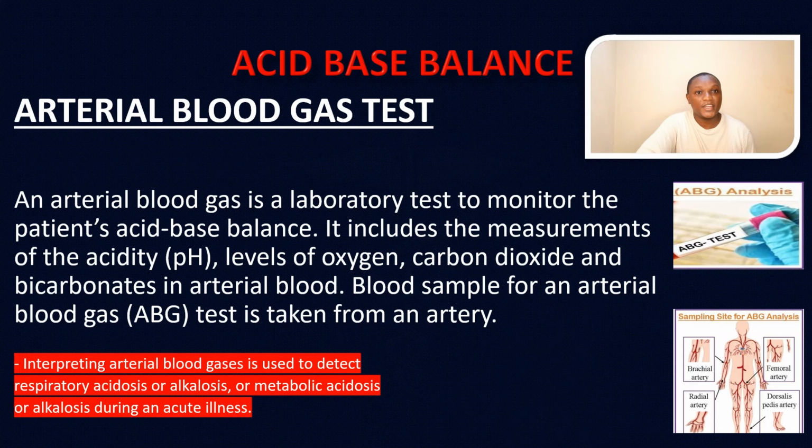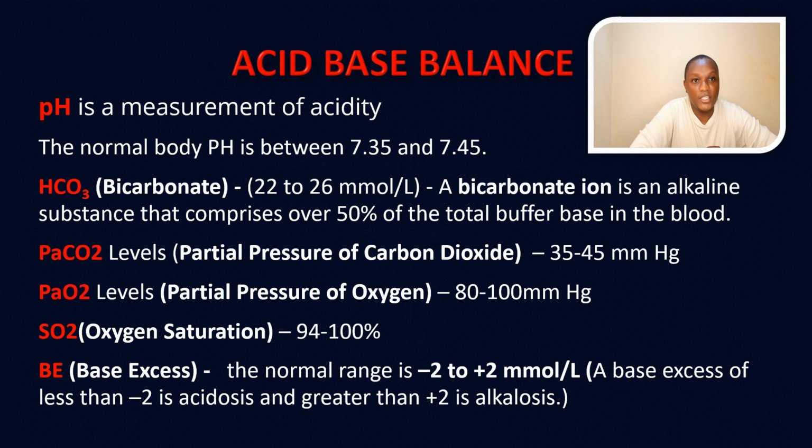As you can see from the diagram, the arteries that we usually draw blood from for the ABG test are the radial artery, brachial artery, dorsalis pedis artery, and the femoral artery. Interpreting blood gases is used to detect whether we have a respiratory acidosis or respiratory alkalosis, metabolic acidosis, or metabolic alkalosis. There are some things that we need to understand.